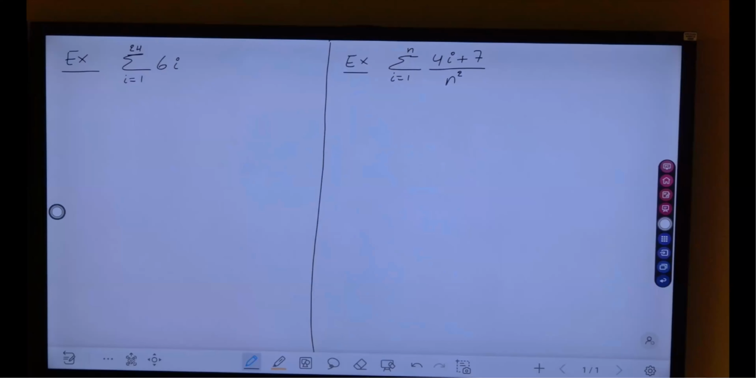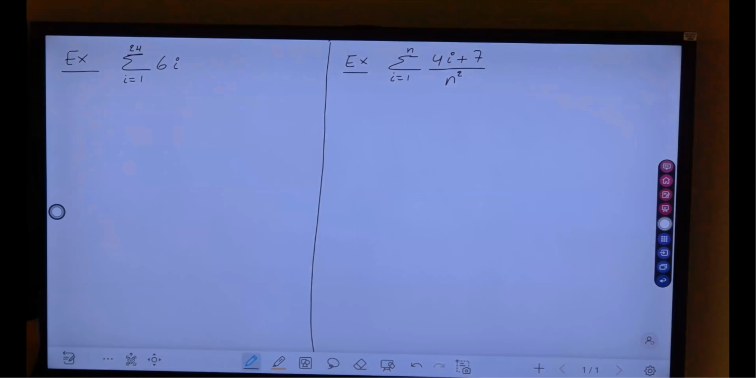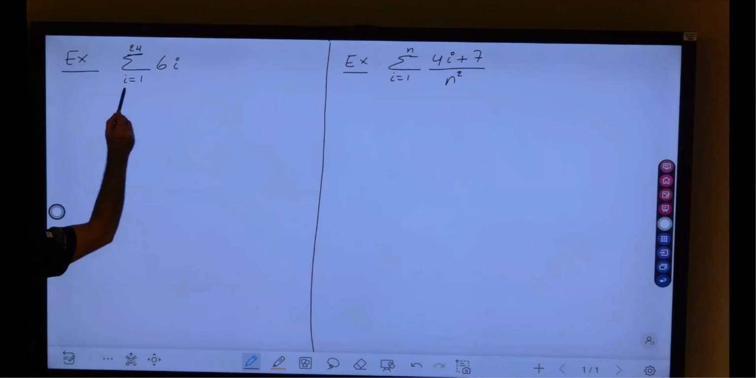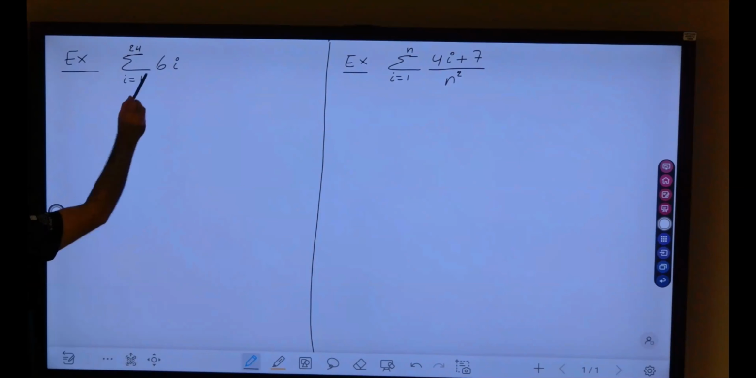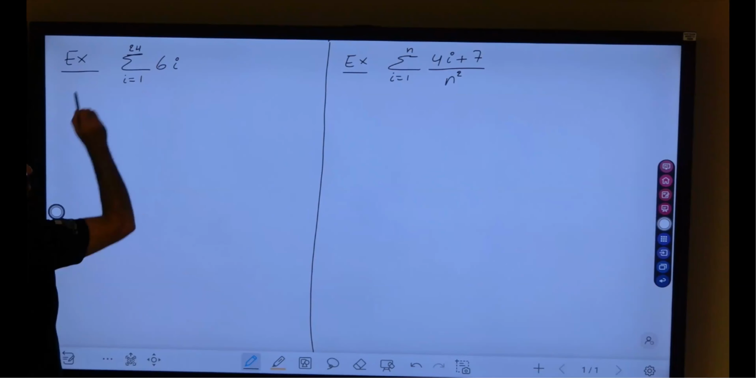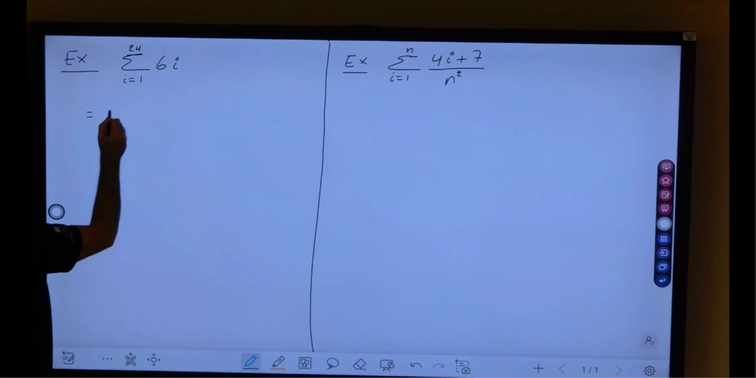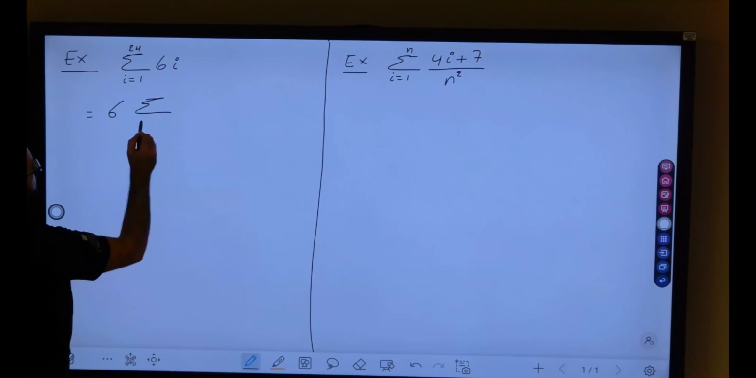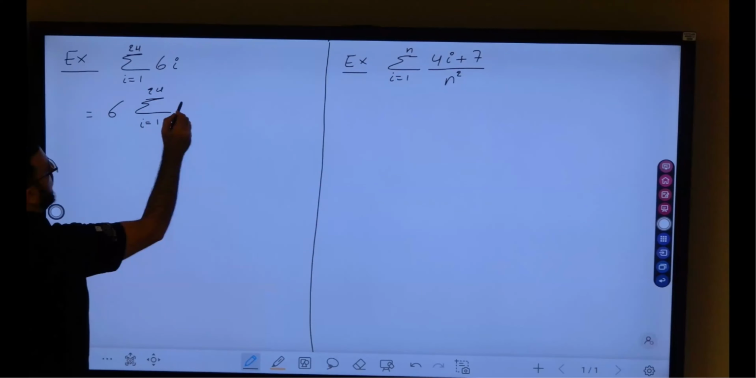Now check this one. And I'm telling you, we're gonna use the formulas. Summation from 1 to 24. That means we have 24 terms, and we need to find the sum of these terms. But check here, and be careful, we have 6. So now, with the 6, can I move the 6 outside the summation? So the first step is going to be 6 summation from i equal 1 to 24, and the left is i.